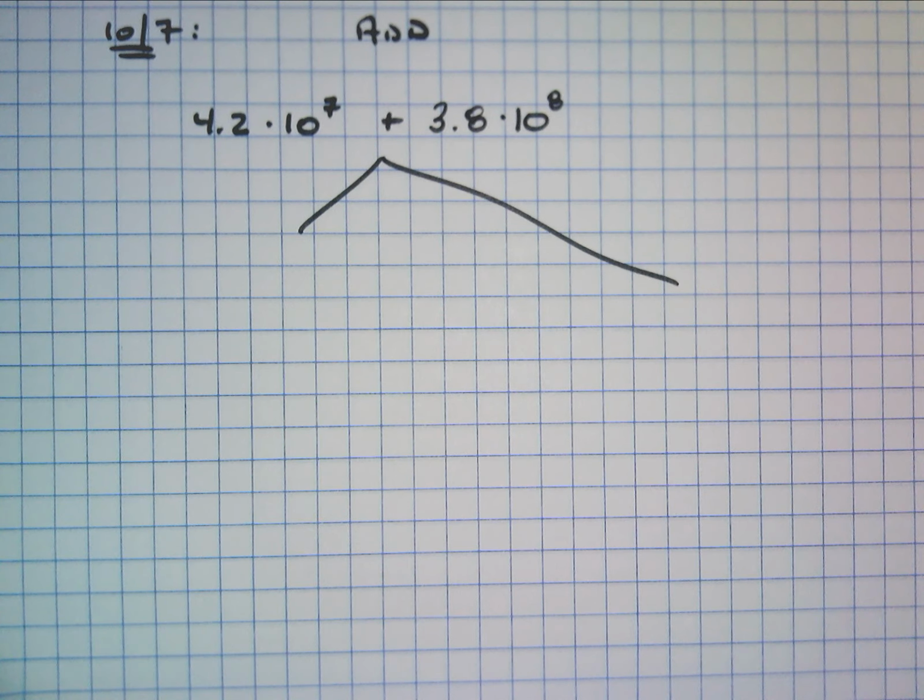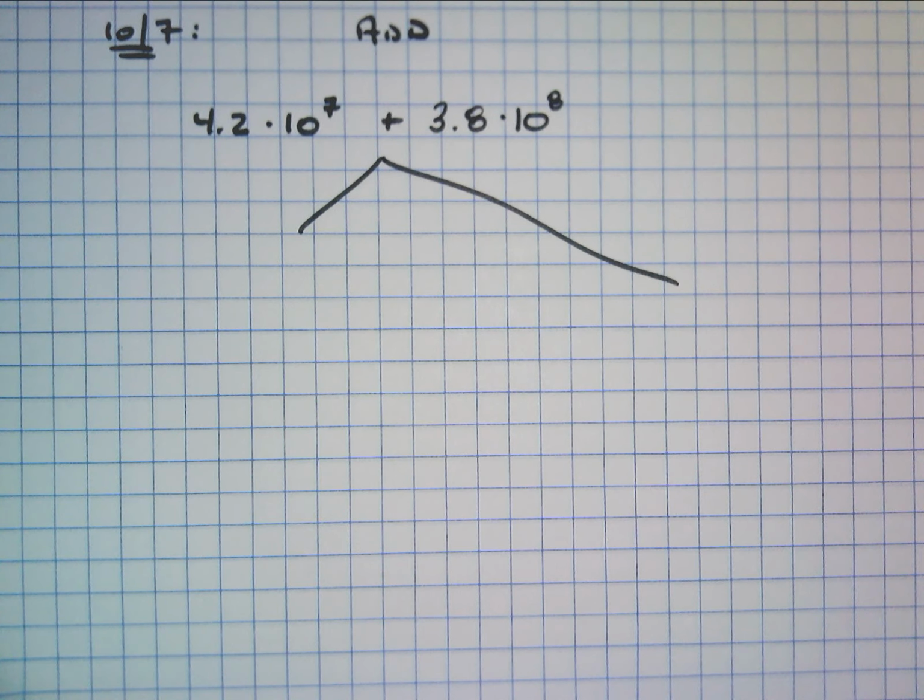In a minute. All right. What I see on most of your papers. First of all, what answer did you get? Yes, please. 4.22 times 10 to the 8th. Yes, which is 422 million?